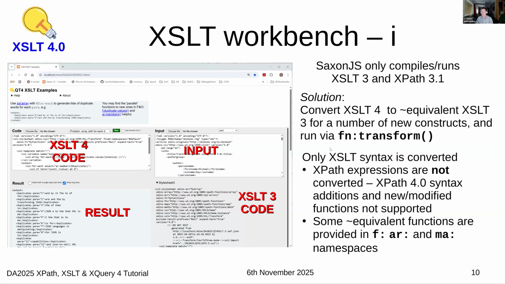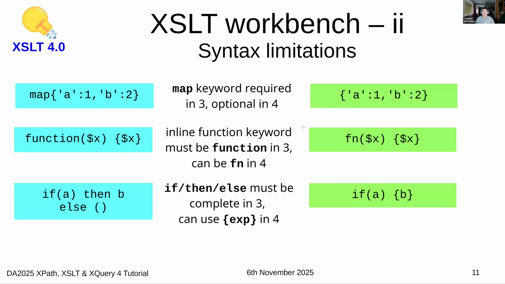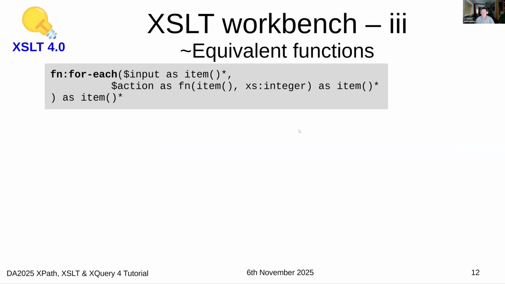But the only syntax we convert is in the XSLT; XPath expressions are not converted. But we can produce some equivalent functions in the library, effectively provided in namespaces. And the limitations of this workbench quickly are: the map keyword is still required, the function keyword must be function, it can't be fn, and if then else must be completed effectively. But we can have equivalent functions.